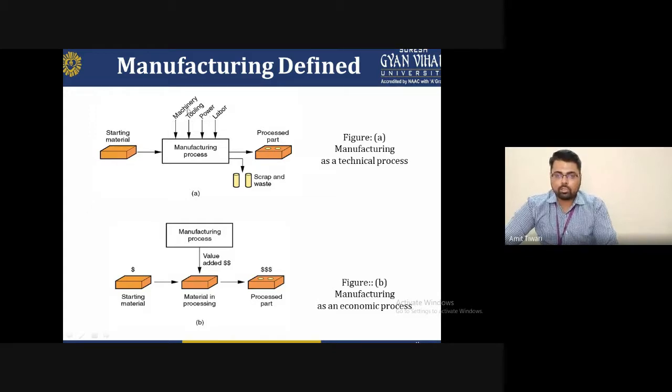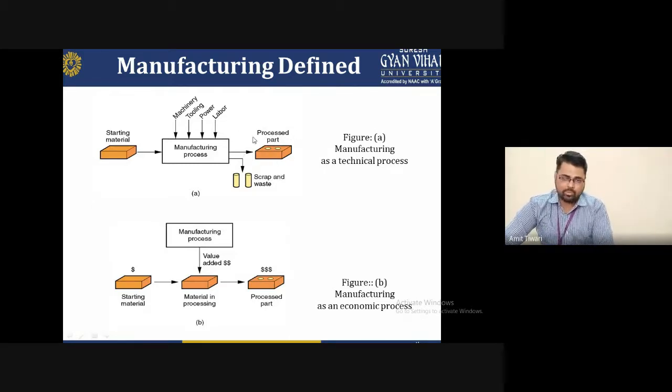What type of machinery do you require for that operation? What type of tool do we use for that particular operation? How much power do we require for running the machine? And what type of labor do you require, skilled or unskilled, for operating the machine? After that you can process the part and get the final product out.